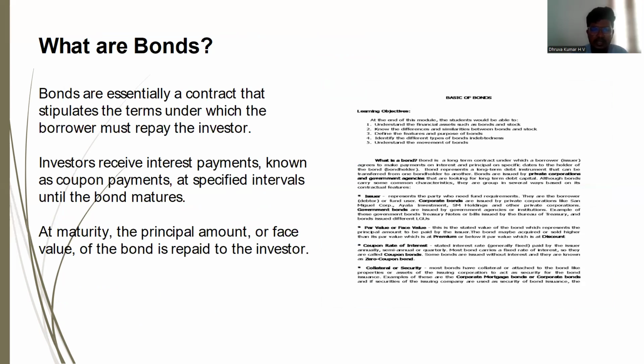stipulates the terms under which the borrower must repay the investor. The investor receives an interest payment known as a coupon payment at a specified interval until the bond matures. At maturity, the principal amount, or face value, of the bond is repaid to the investor.